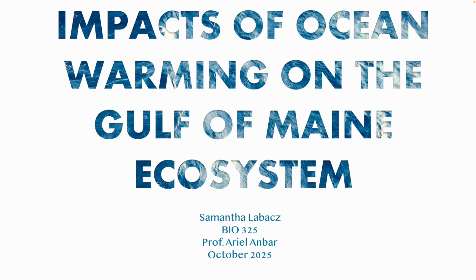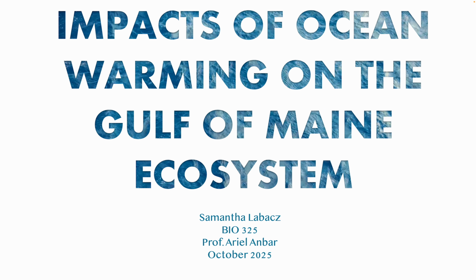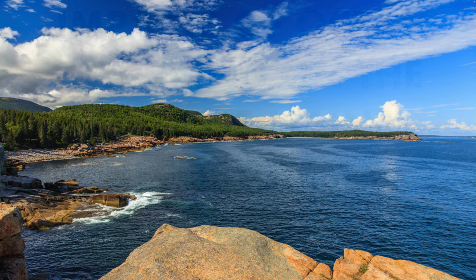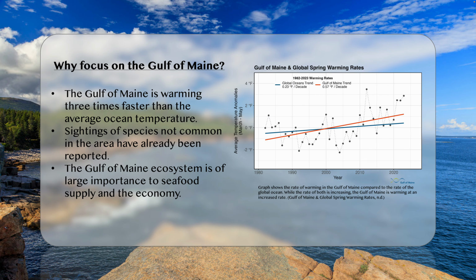Hello everyone. Today we will be looking at how the warming of the Gulf of Maine is affecting the local ecosystem. Why is this region important to look at? Well, the ocean temperatures here have been rising 3 times faster than the rest of the ocean. The graph here shows the warming rate of the Gulf of Maine in red and the global ocean in blue. And while both are rising, since the year 2000, the Gulf of Maine has been warming at a higher rate.